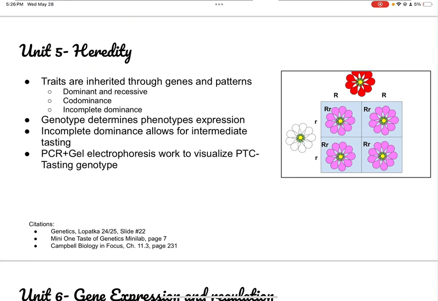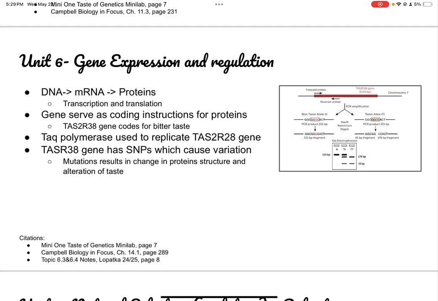Our gel electrophoresis results directly revealed our genotypes by showing specific banding patterns, demonstrating the molecular basis of inheritance and how genetic variation creates the diversity in human taste perception we observe in populations. Unit 6, Gene Expression Regulation.